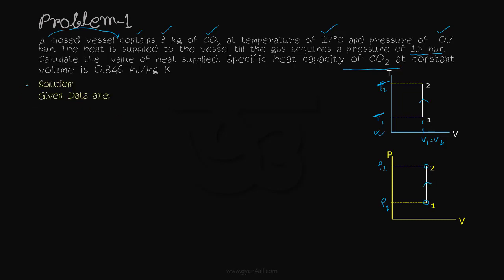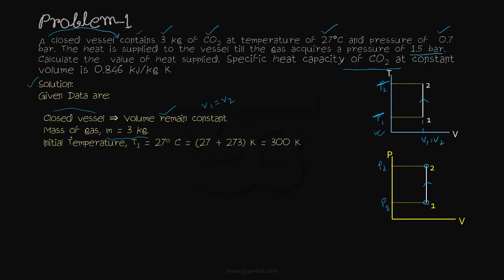In this problem, we have to solve the problem. The given data are like this. It is a closed vessel, so volume remains constant. So V1 equal to V2. Also, the mass of the gas is 3 kg. The vessel contains 3 kg of carbon dioxide gas. Initial temperature is T1, which is 27 degrees. We convert it to Kelvin: 27 plus 273, 300 Kelvin.